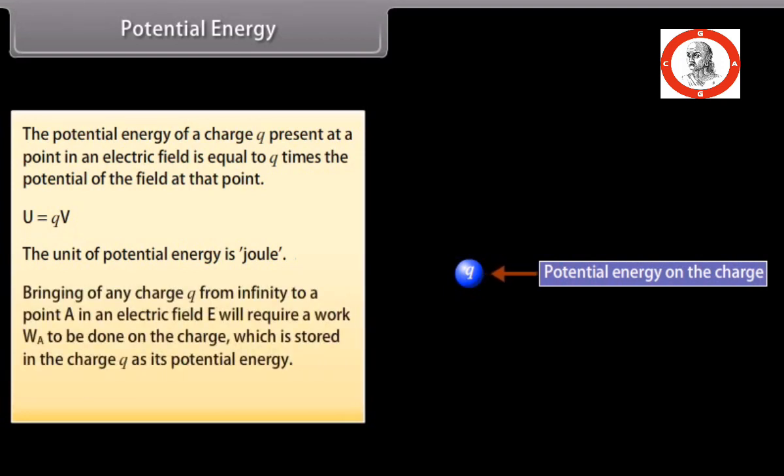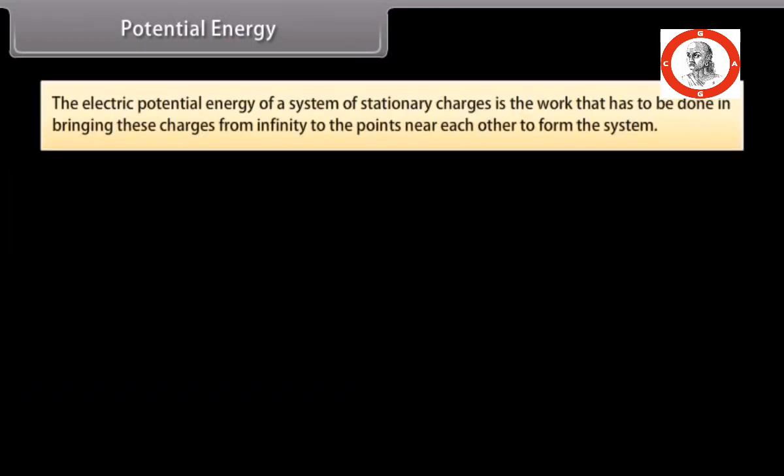Bringing of any charge Q from infinity to a point A in an electric field E will require a work WA to be done on the charge, which is stored in the charge Q as its potential energy. UA is equal to QVA. The electric potential energy of a system of stationary charges is the work that has to be done in bringing these charges from infinity to the points near each other to form the system.